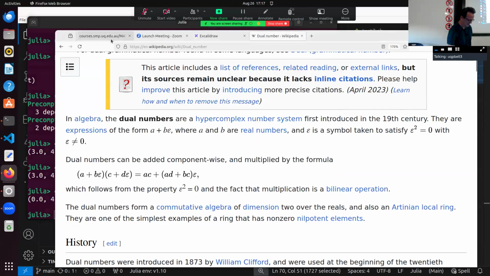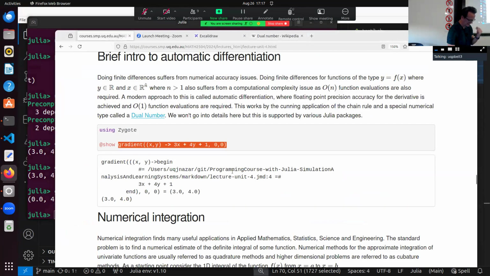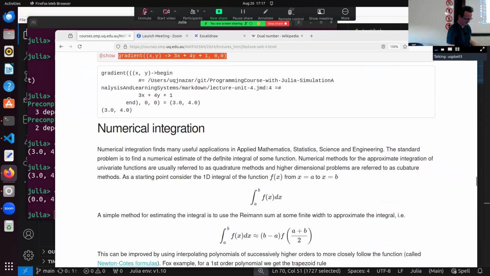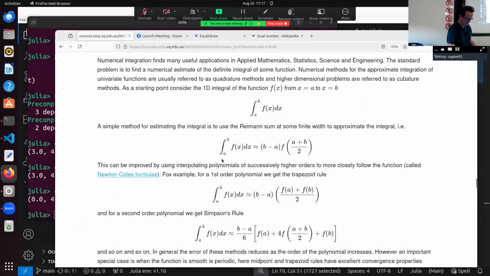Cool. That's automatic differentiation. That's a cool thing. This is kind of interesting though.